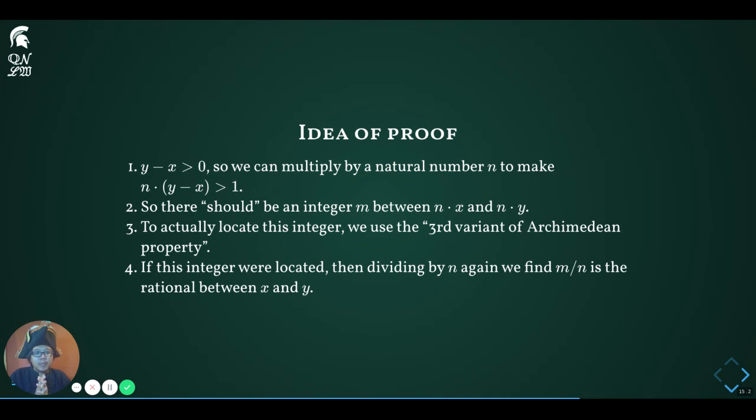Before giving the proof, let me first talk about the idea behind it. For finding a rational, what we will do is first take the interval that is between x and y and dilate it by an integer factor, so that the dilated gap is at least 1. When this happens, intuitively we expect that there is a whole number between this gap, and so if we take m to be this number and divide it by the dilation factor n from before, we should end up with a fraction m over n that is between x and y.